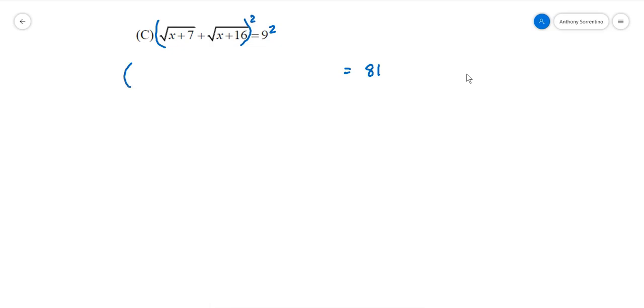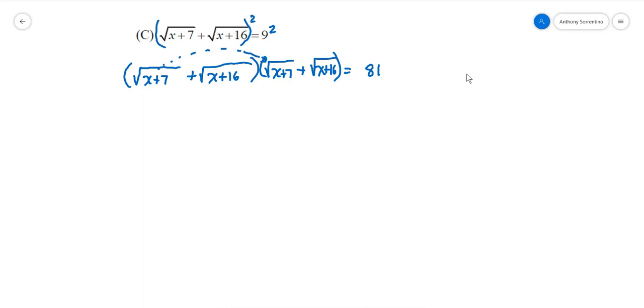On the left-hand side, I have to think of it as x plus the square root of x plus 7, plus the square root of x plus 16, times the square root of x plus 7, plus the square root of x plus 16. And so I'm going to need to multiply these two together.